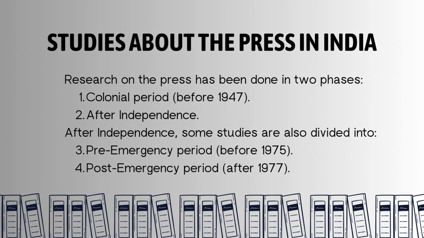Studies about the press in India. Research on the press has been done in two phases: colonial period, before 1947, and after independence. Some studies are also divided into pre-emergency period, before 1975, and post-emergency period, after 1977.